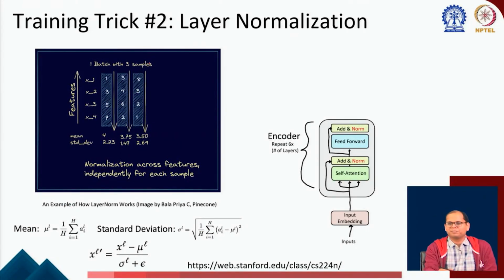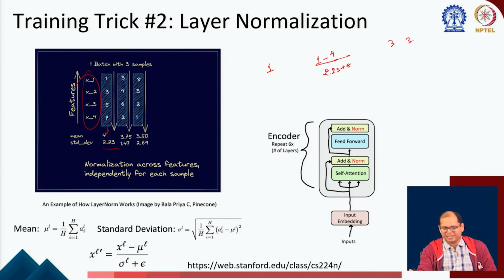Let's say we have multiple samples and 4 features, so think about 4 embeddings. They have 1, 3, 5, 7 as the values, and 3, 4, 6, 2 as the values across different samples. You take an average: mean is 4, standard deviation is 2.23. So 1 will go to 1 minus 4 divided by 2.23 plus epsilon, and similarly 3 will go to 3 minus 4 divided by 2.23 plus epsilon. You normalize these values across features, so for each sample, the features are normalized to 0 mean and standard deviation 1.